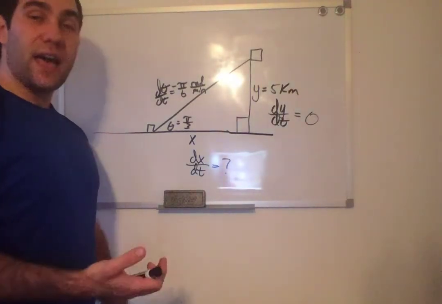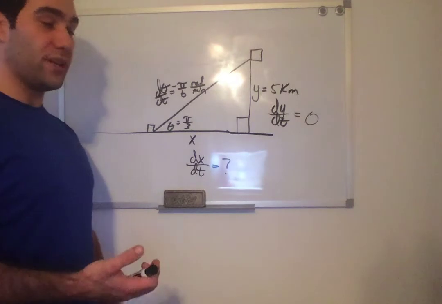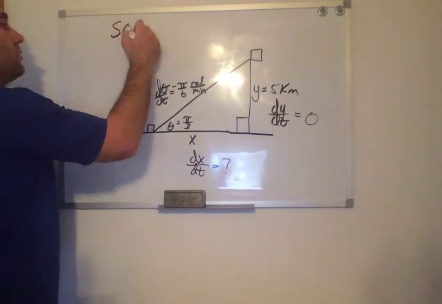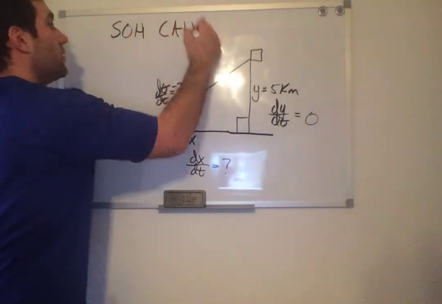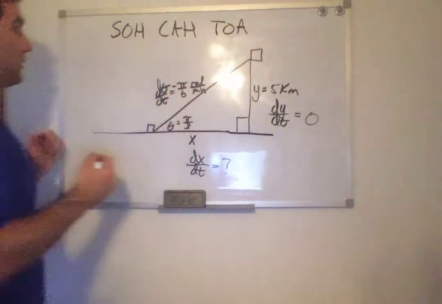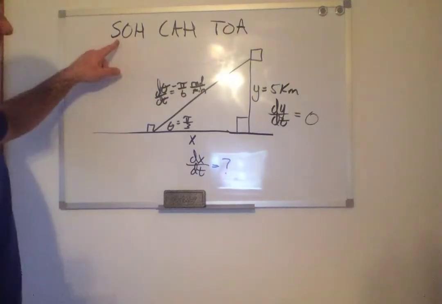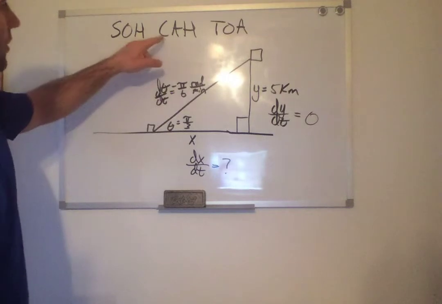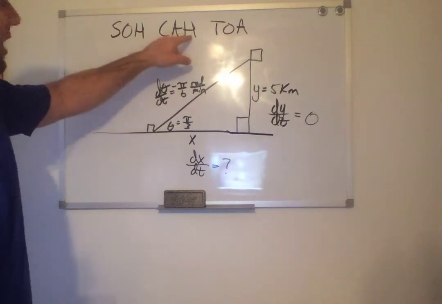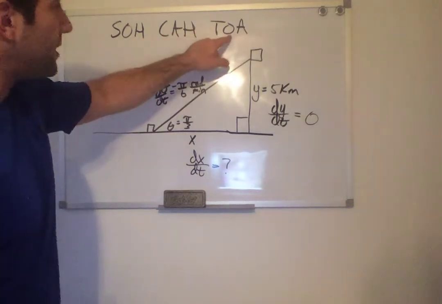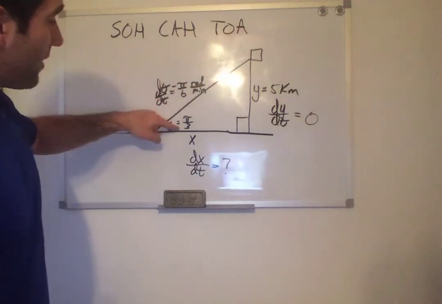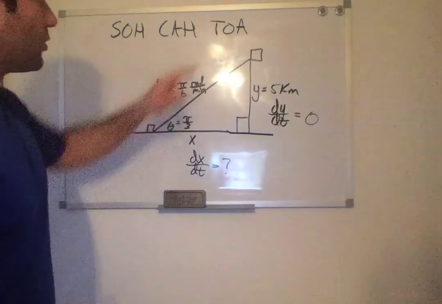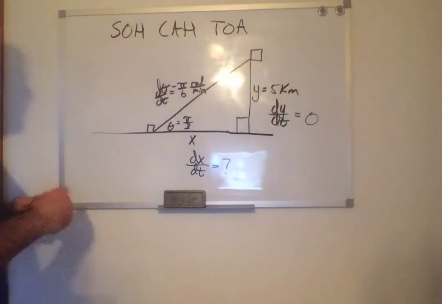Now, if you think back to your right triangle trig, you got SOHCAHTOA. All right, let's write it up here. SOHCAHTOA. Sine is opposite over hypotenuse. Here's our reference angle. Cosine is adjacent over hypotenuse. Tangent is opposite over adjacent. From this reference angle, we've got the opposite side, we've got the adjacent side. So we're going to want to use tangent here.